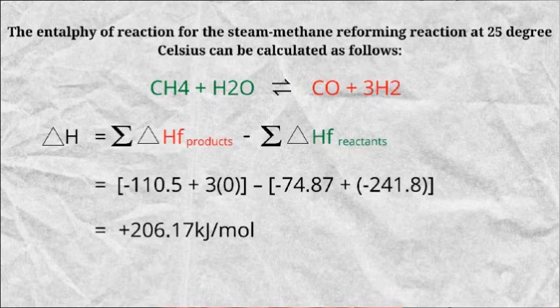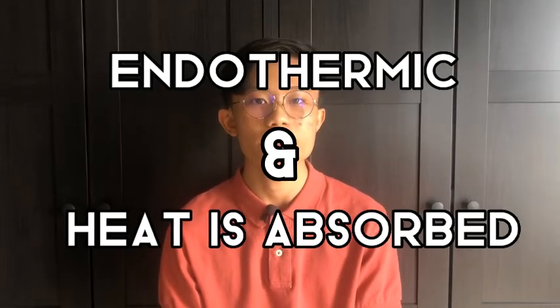The enthalpy of reaction is equal to the sum of the enthalpy of formation of products minus the sum of the enthalpy of formation of reactants. So, the enthalpy of reaction for the steam-methane reforming reaction at 25 degrees Celsius is positive 206.17 kJ per mole, which shows that this reaction is endothermic and heat is absorbed.